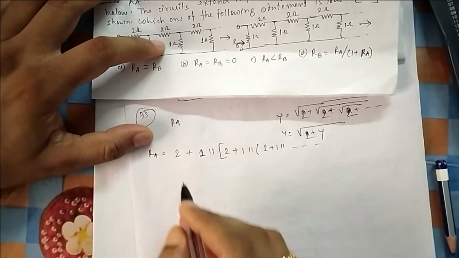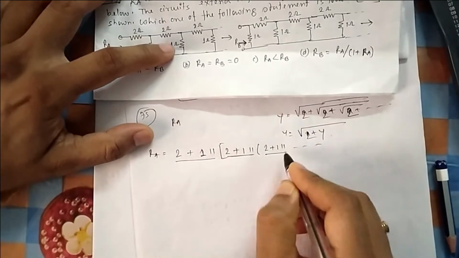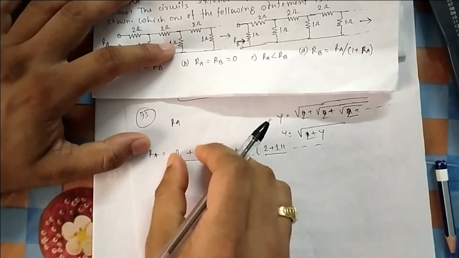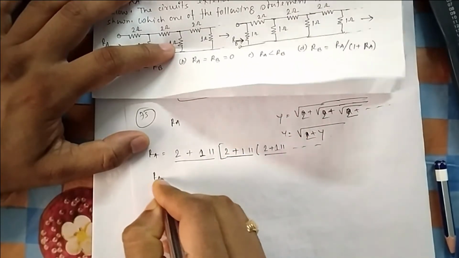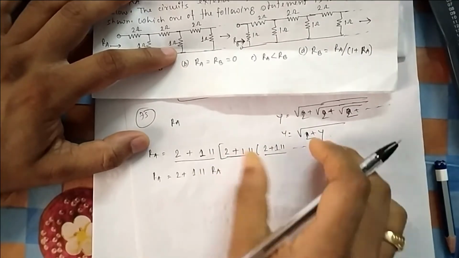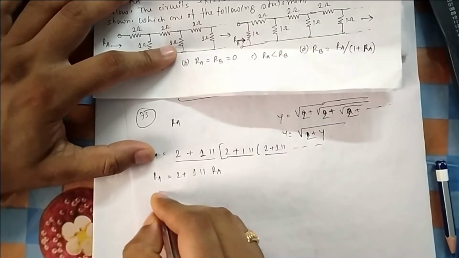So it will be like this, you can see there is a symmetry. This one, you can see 2 plus 1 parallel, 2 plus 1 parallel. It is coming like this. So if you take the total R, if you remove this, it also becomes RA only. So RA is equal to 1 parallel with this, which becomes RA. This is the same thing that is repeating. So from here you can calculate RA.